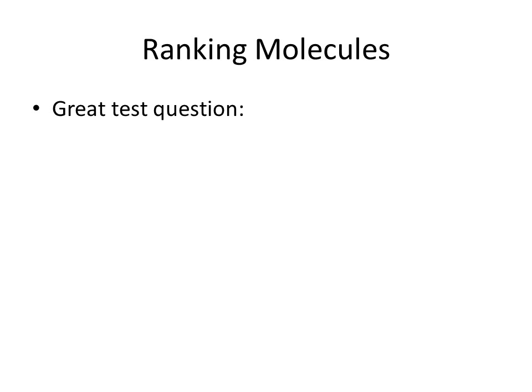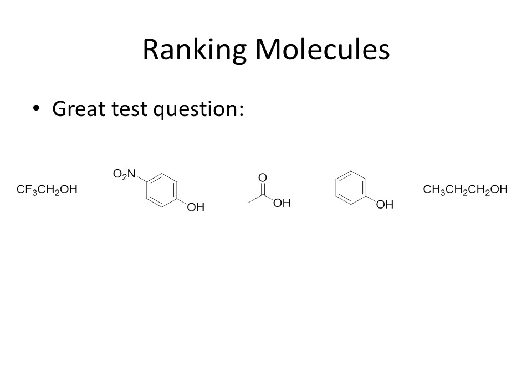And it just so happens that ranking molecules turns out to be a really good test question for organic chemistry. It ties in all the knowledge about pKa's and different factors to help stabilize a conjugate base. So let me give you an example. Here are 5 different molecules, a couple of alcohols, a couple of phenols, and 1 carboxylic acid. And I could ask you simply, please rank these in the order of increasing acidity.